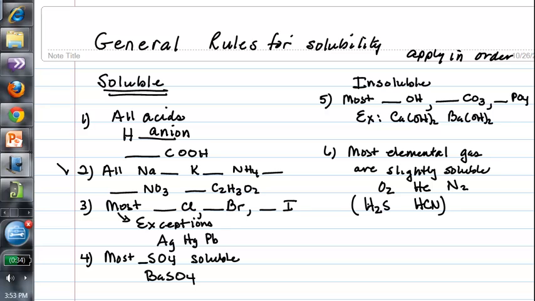You can use these rules when you're looking for those precipitates, where you take two substances that are soluble, and when you mix them together, you get a solid because you get two ions hooking up together and making something insoluble. So that's just a review of those solubility rules.